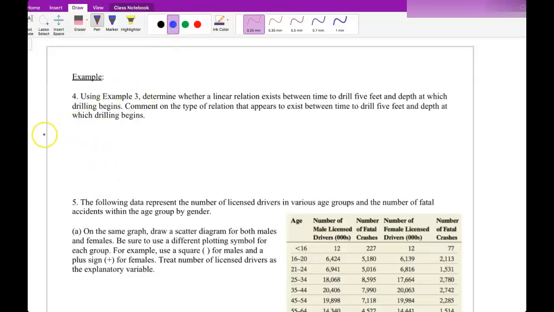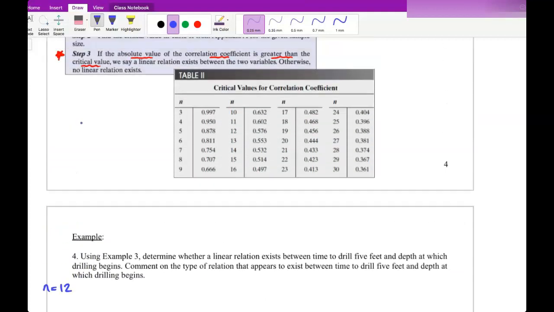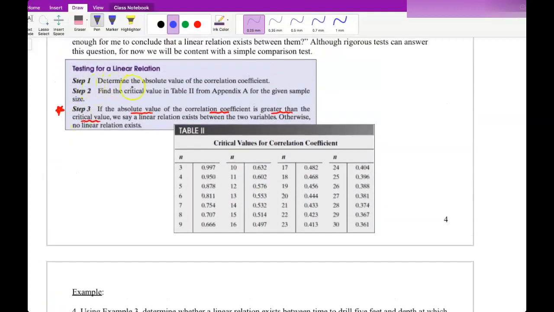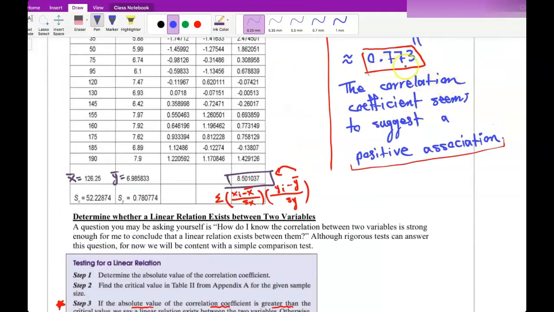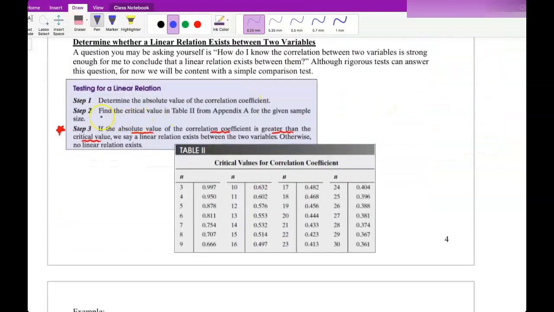Okay, so we already know that sample size from the previous example was equal to 12. Now, based on step 1, determine the absolute value of the correlation coefficient. We have 0.773. The absolute value of a positive number is a positive number, and the absolute value of a negative number is again a positive number. So the absolute value of that one is 0.773. Then step 2, find the critical value in the table.